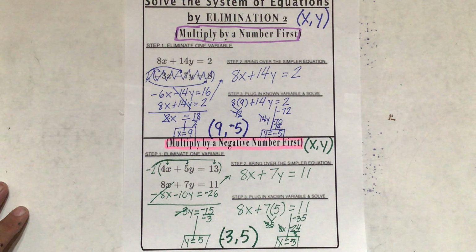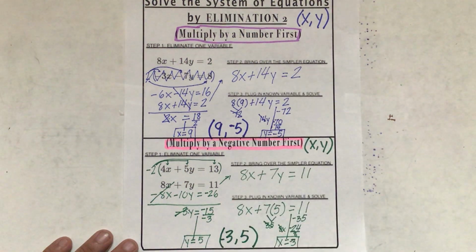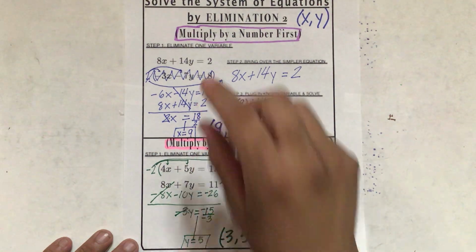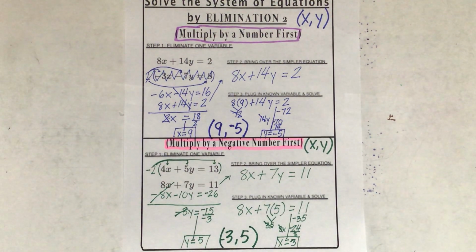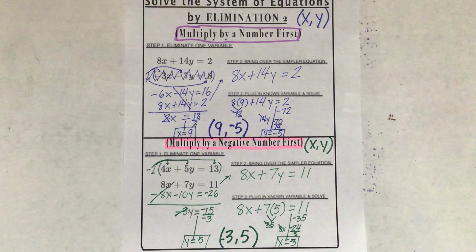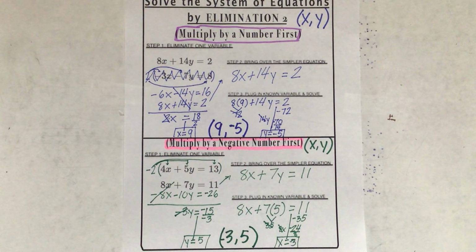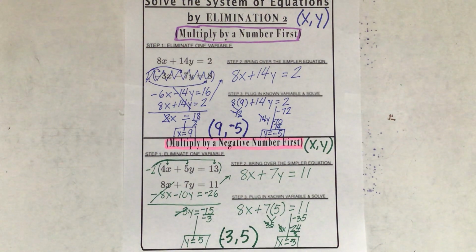Make sure that you have done these examples with me on your own piece of paper. You wrote the two equations. If not, rewind it, take your own piece of paper, write down the two equations, follow the steps with me one step at a time, and I promise you will understand this.